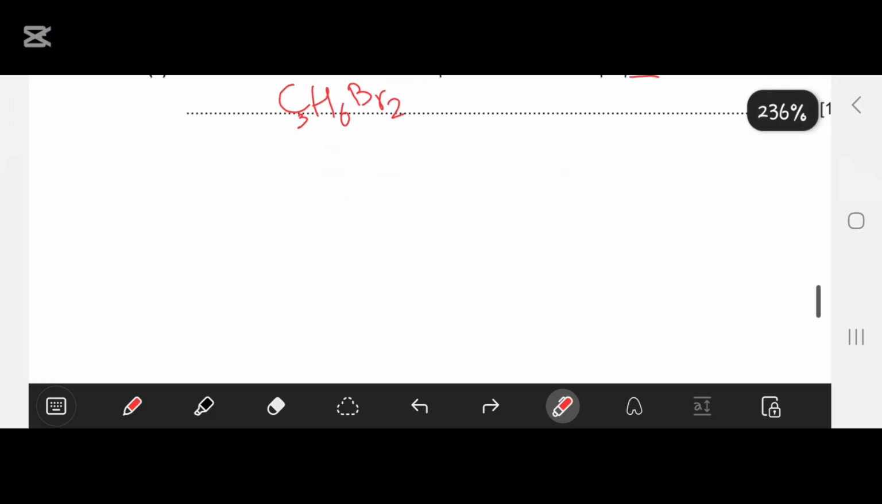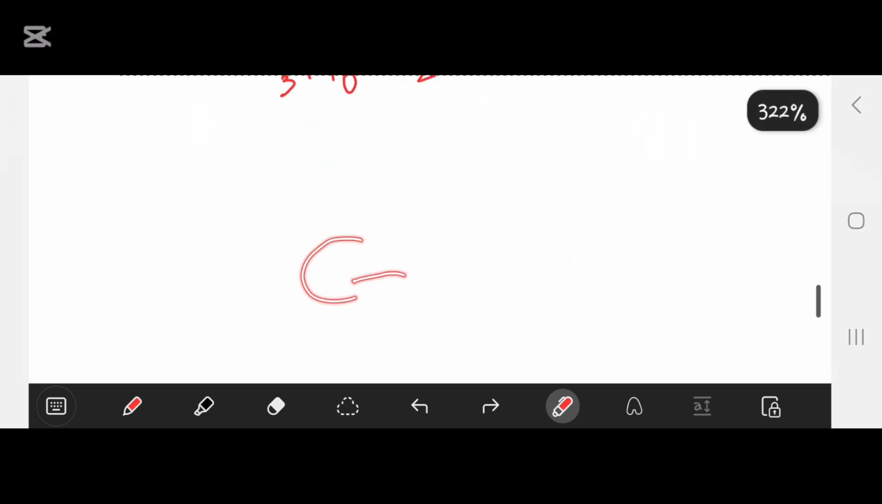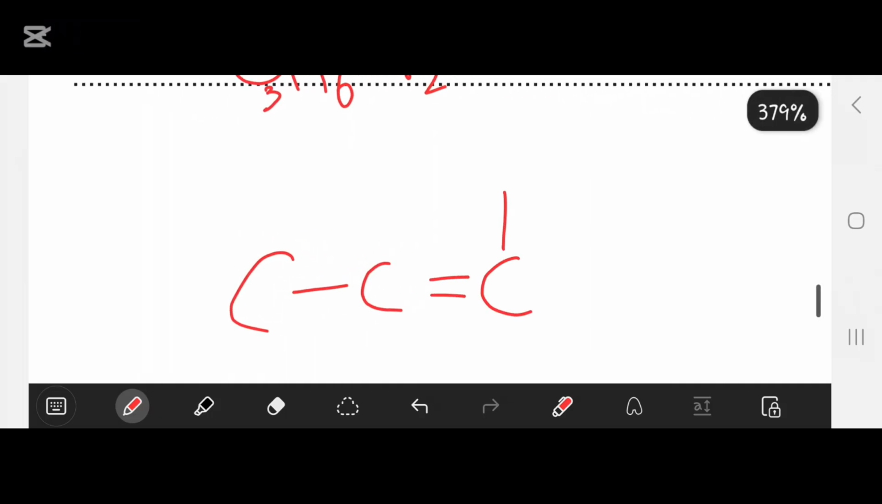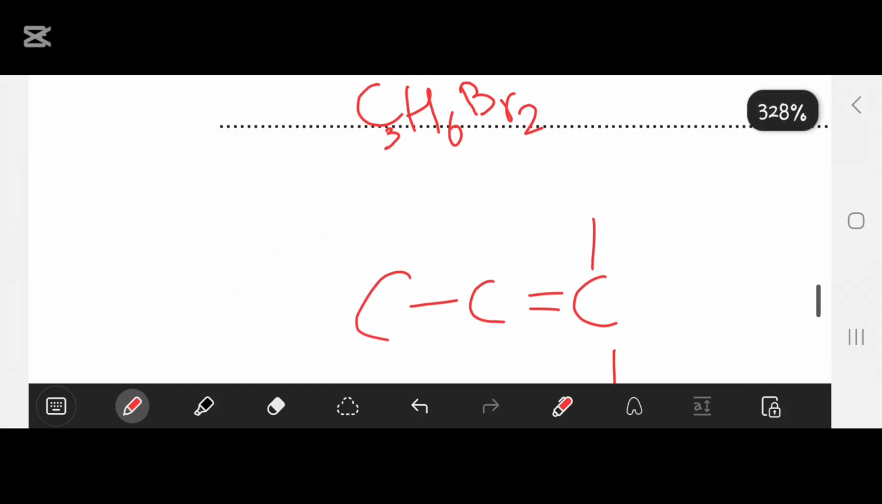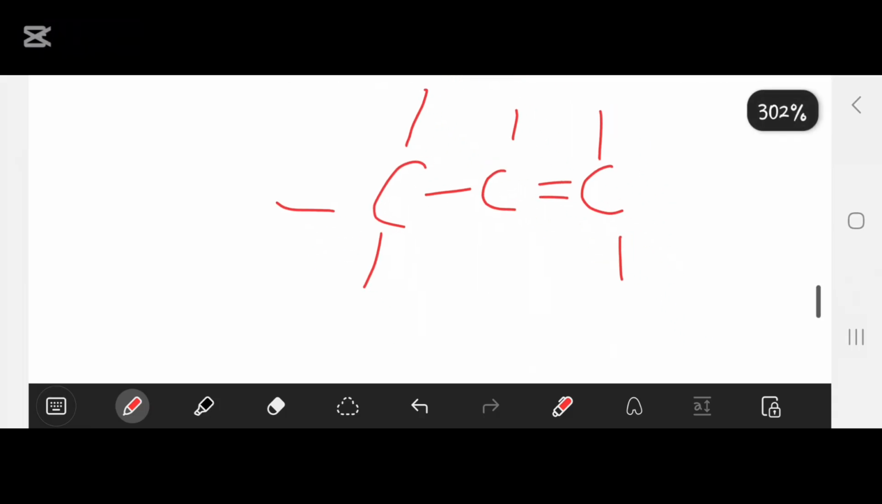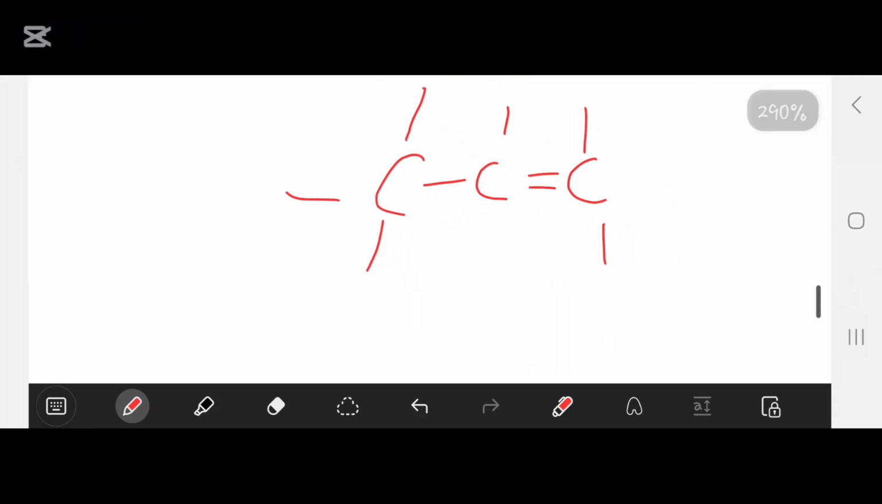Here is the product, but let's do the reaction. Propene looks like this. Don't forget that in alkenes you will have to differentiate in the naming system, because the place at which the carbon double bond falls will have a number in the name. For example, this will be propene.